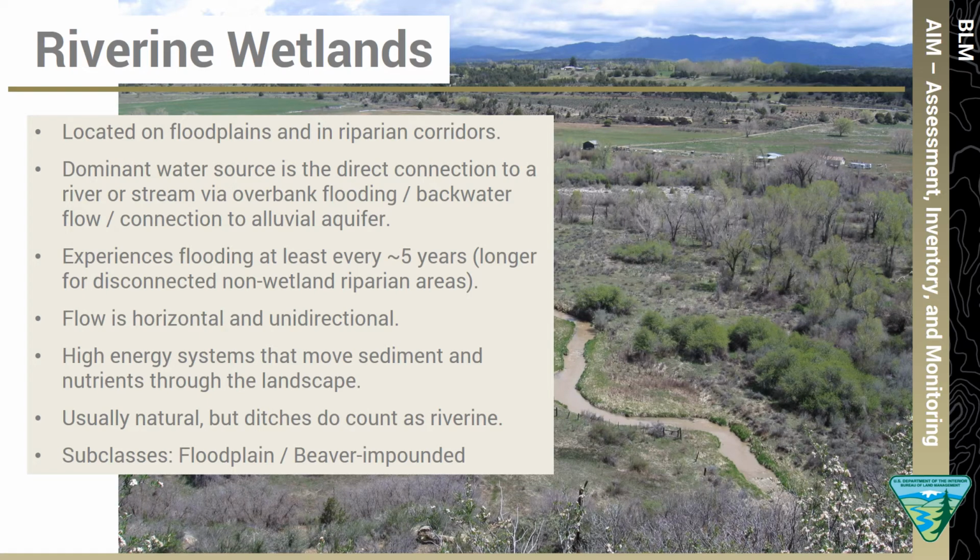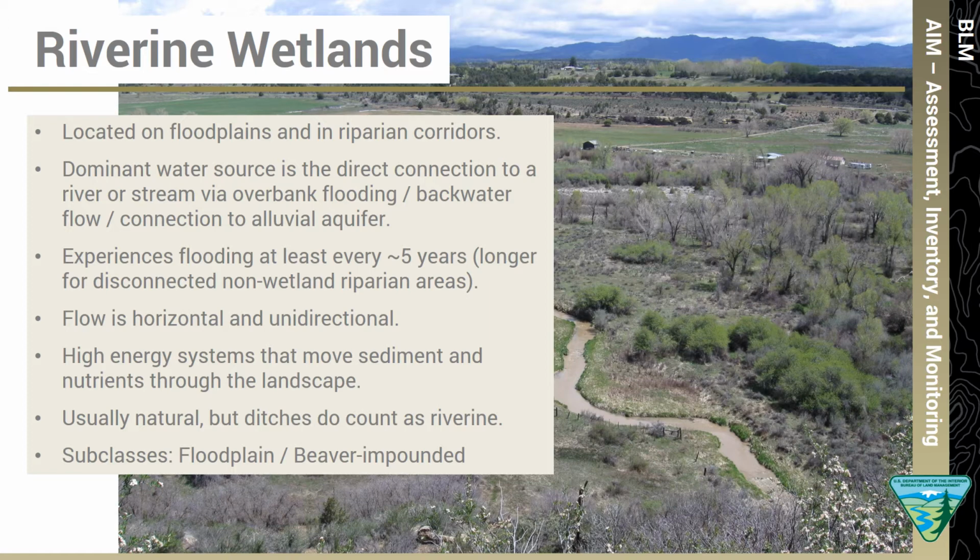The dominant water source is the direct connection to the river or stream via overbank flooding, backwater flow, and a connection to the alluvial aquifer or the local groundwater aquifer. Riverine wetlands experience flooding at least every 5 years, but it can be longer for drier, non-wetland riparian areas that are disconnected from their stream channels.